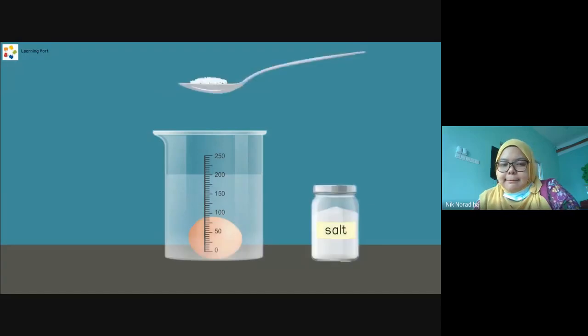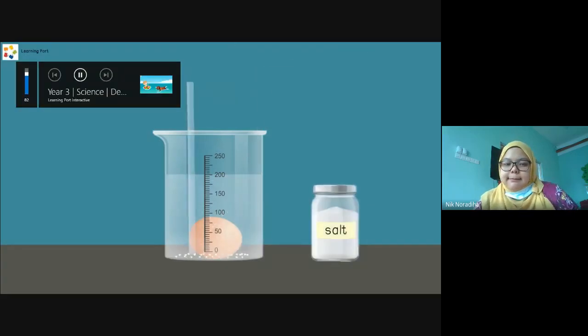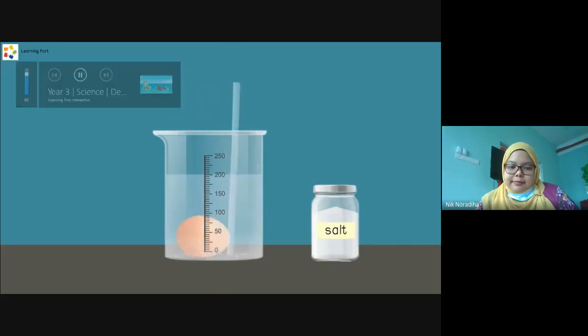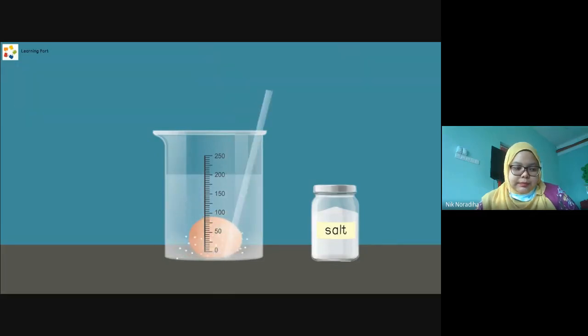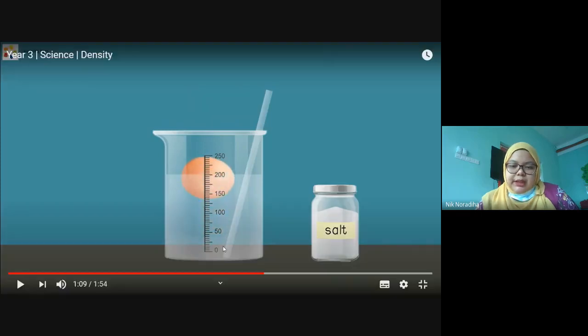To make it float, add salt into the water. Dissolve more salt into the water until the density of the water becomes higher than the egg. As a result, the egg floats on salt water. Now the egg already floats. We have to put enough salt or sugar, okay? Let's say if you put one spoon, sometimes it's not enough to make the water become more dense, and the egg won't float if the salt or sugar is not enough. So you have to put the right amount in order for the egg to float.